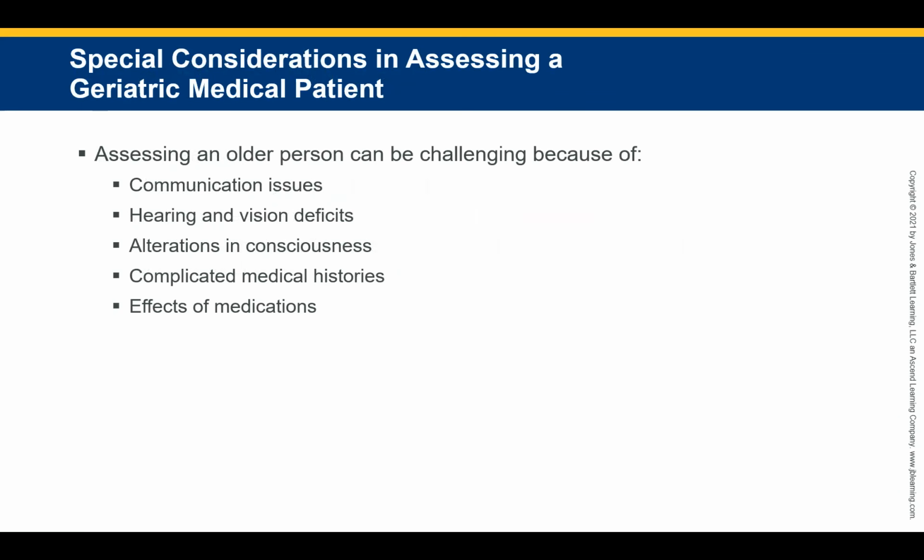Special considerations in assessing a geriatric patient. Communication issues. We talked about not being able to understand you because you talk too fast. Some hearing and vision issues. You guys go closer. You're blurred. You're just a blurred dot out there. I can't see you that far away.